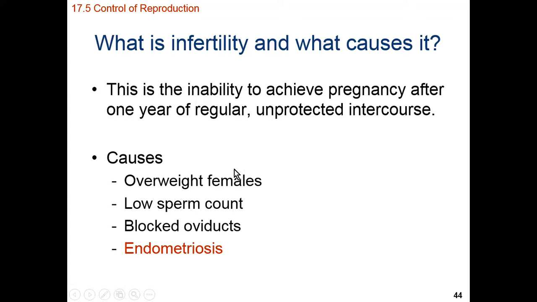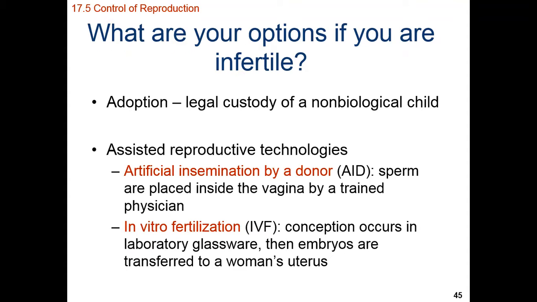If the female has a lot of abdominal adipose, that could prevent the egg from getting into the uterine tubes. If we have a blocked oviduct, which can occur because of a uterine infection, that could also prevent fertilization from occurring. Or we could have inflammation of the lining of the uterus. We could have endometriosis. And if that lining of the uterus is inflamed, it's not going to be a suitable place for the fertilized egg to implant.